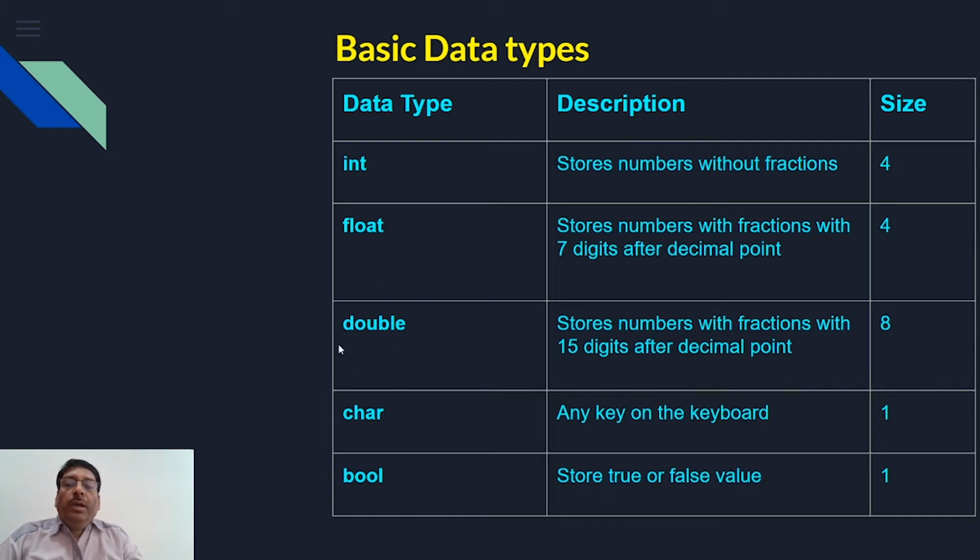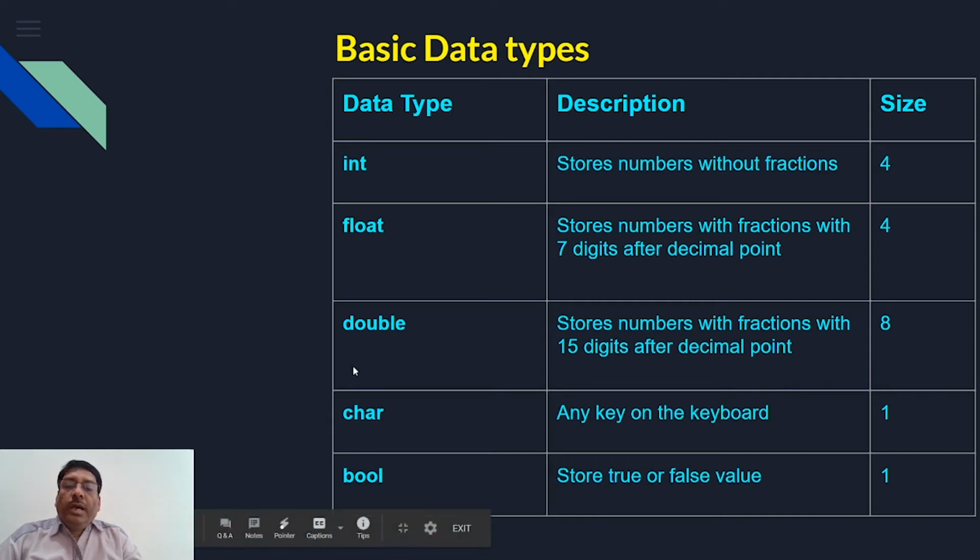Now coming to double, it is a higher version of float, wherein you can store numbers with fractions and get an accuracy of up to 15 decimal digits and so on. But it will consume 8 bytes of memory. So depending on the need, you can make use of either the double data type or the float data type.